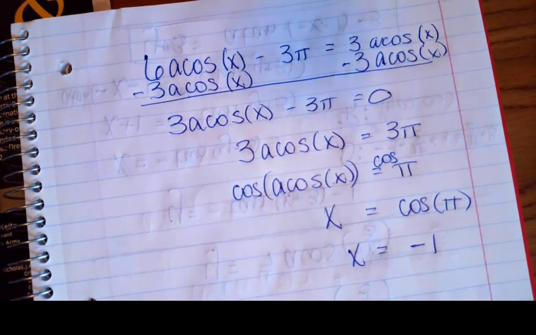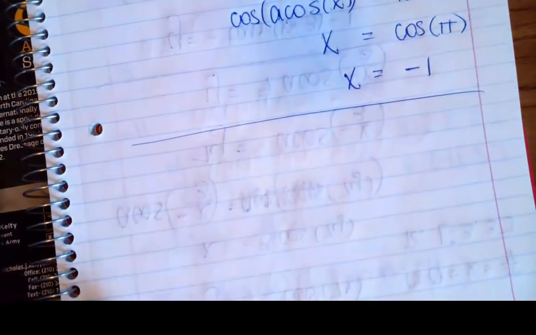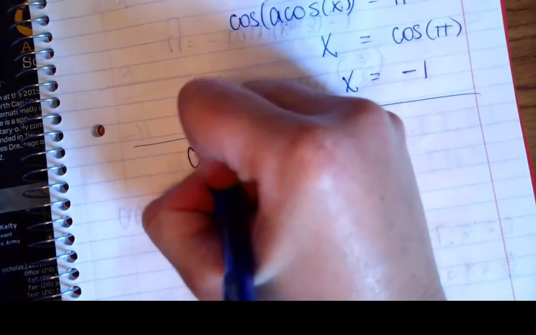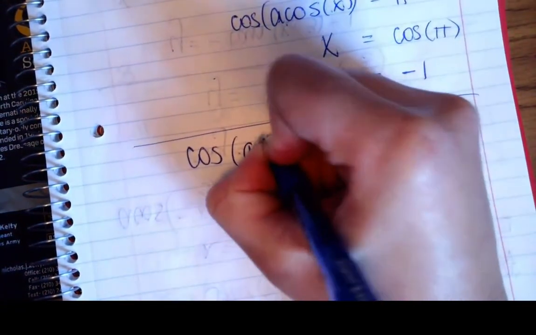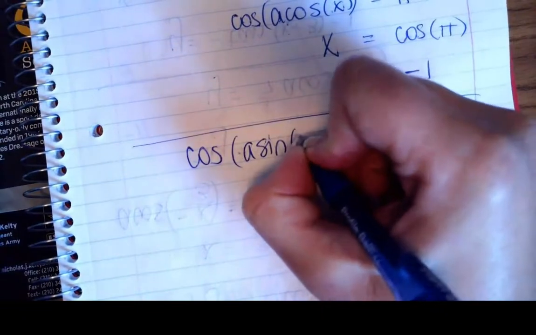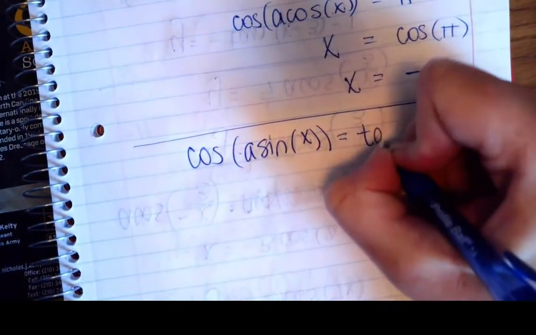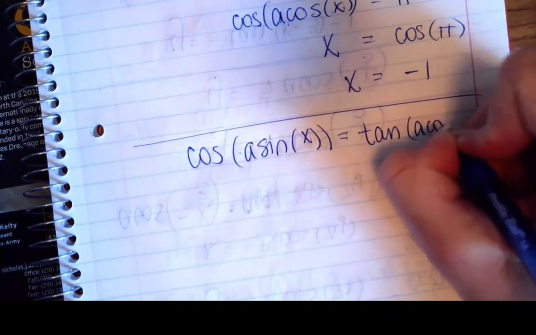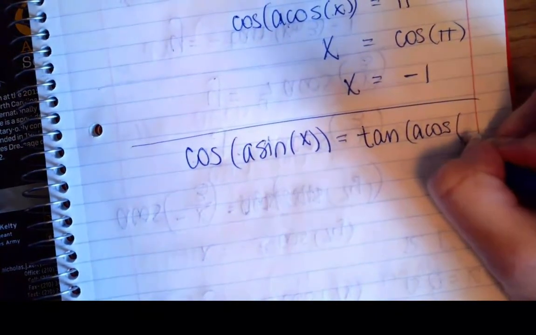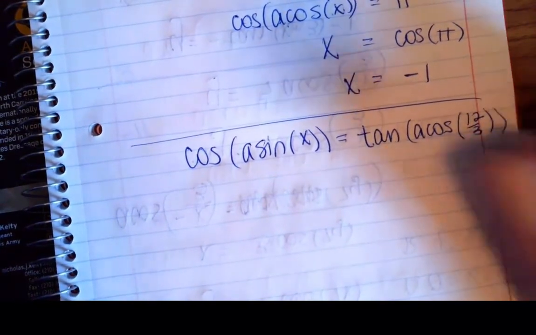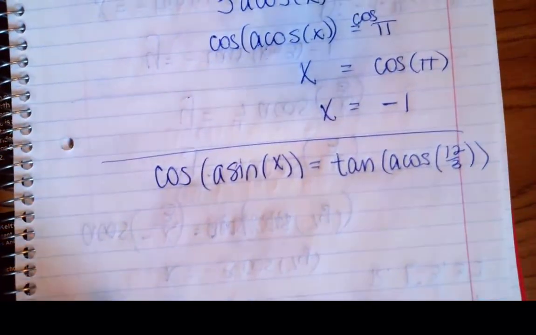All of those are trig functions. So what I'm going to do at this point is build triangles. And this is where we're going to be headed in the next section. But what I have is the cosine of the arc sine of x, and that needs to equal the tangent of the arc cosine of 12/13. Okay, and that thing looks like an absolute mess.